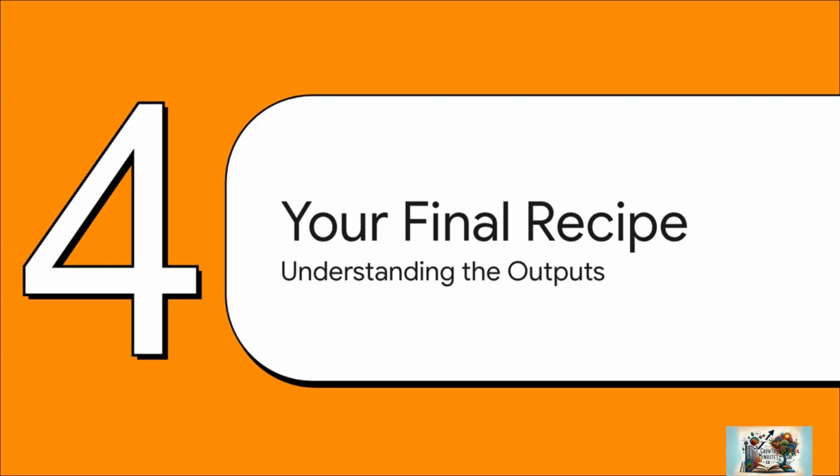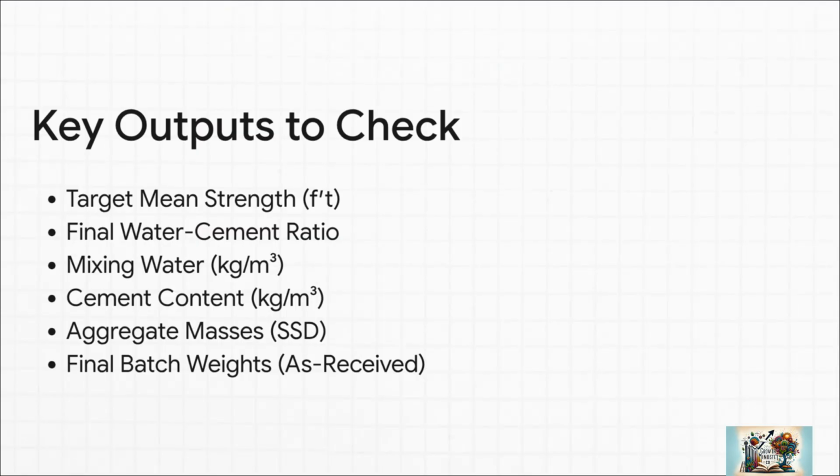Okay, so after all that number crunching is done, what do you actually get? You get this beautiful, simple output sheet. This is your final recipe. So let's break down the crucial numbers you really need to be checking. Think of these as your dashboard. Right away, you can see the target strength you were designing for, your final water-cement ratio, and, this is the big one, the final batch weights that you're going to hand straight to the plant operator.